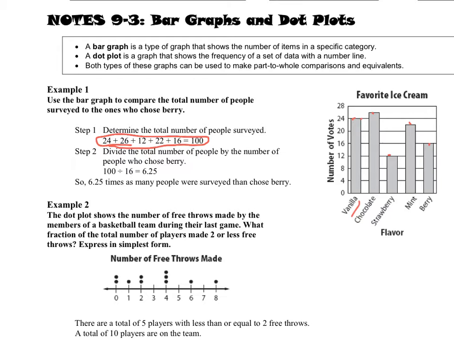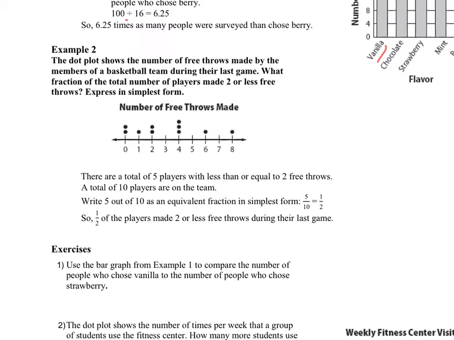Okay. They did it a little differently than I would have done it on the example. I would have said, okay, well, 16 people chose berry. 16 out of 100 is what percent? So they went ahead and divided it and got 6.25, which is kind of different. So 6.25 times as many people were surveyed than chose berry. So I would have made a comparison. I would have said, well, if 16 chose berry, then 84 didn't. How do you relate 84 and 16? Does that make sense? That's how I would have done it. But that's how they did it for on this page.